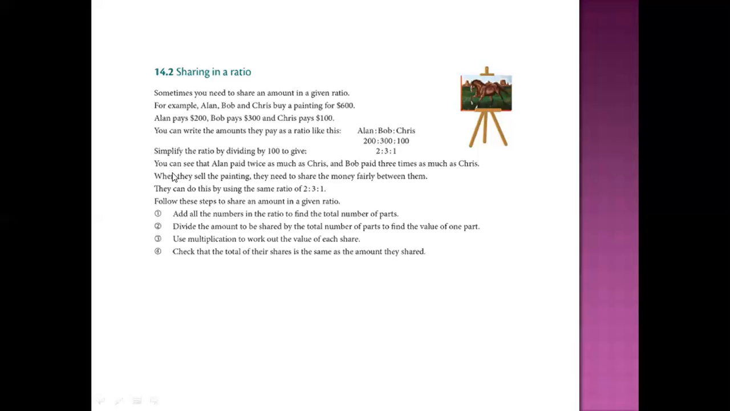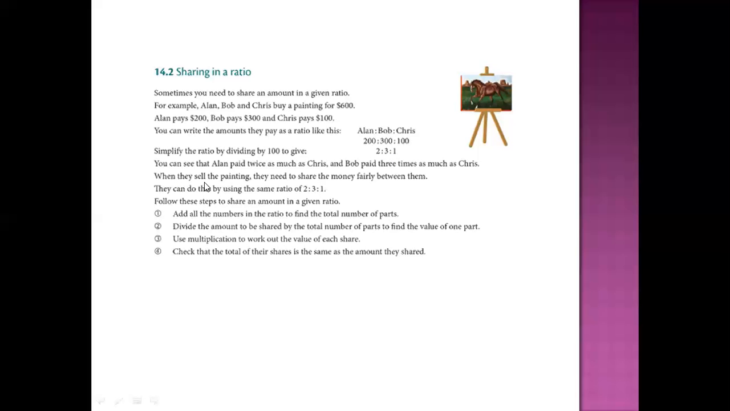So you can see that Alan paid twice as much as Chris. What was Chris's price? It is 100. Therefore, Alan paid twice that of Chris, so $200. And the second member of this group, Bob, paid 3 times as much as Chris. 3 times 100 is 300, or 3 times 1 is 3.